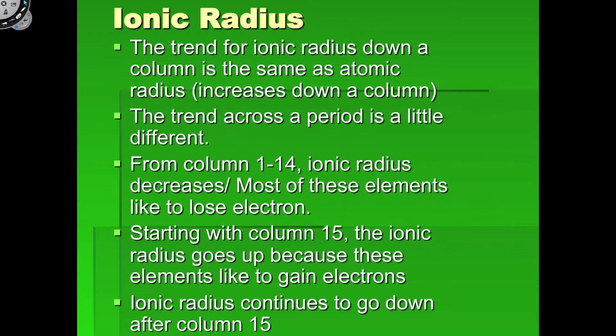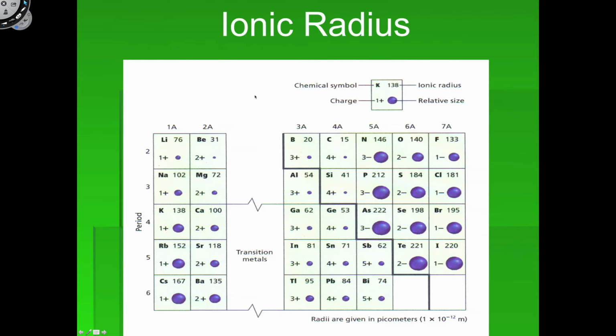But starting with column 15, you get into nonmetals. And nonmetals tend to want to gain electrons. So when they gain their electrons, the radius increases. So ionic radius going down a column, as you can see, gets bigger. Very easy to see that. But as you go from, let's say, column 2 left to right, you see the radius decreases in general.